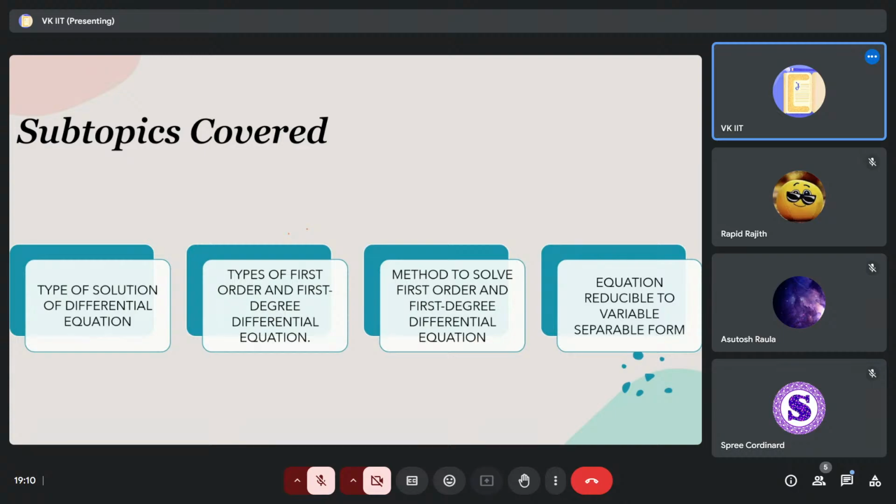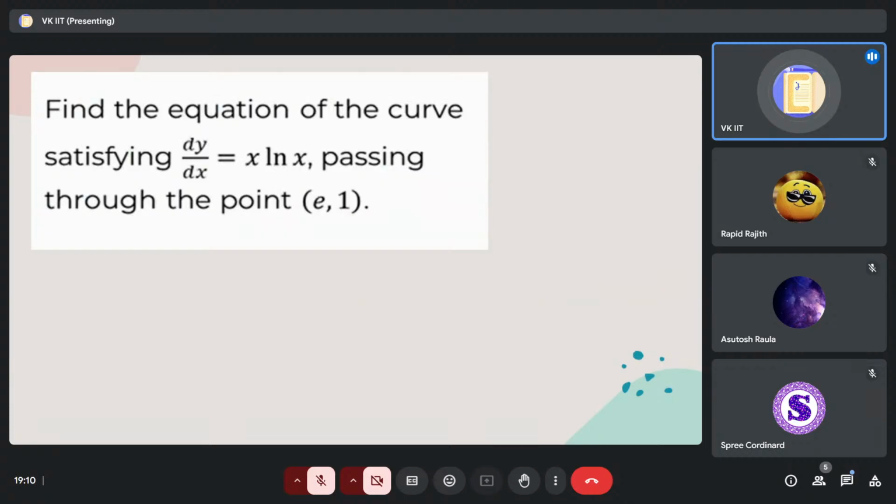We are going to first understand a few questions based on variable separable, and then we will go further to study the equations which are reducible to variable separable form. So let's start with the first question. Find the equation of the curve satisfying dy by dx is equal to x ln x passing through the point (e, 1). If you want to try it, take your 1 minute and try this. Tell me what you are getting.